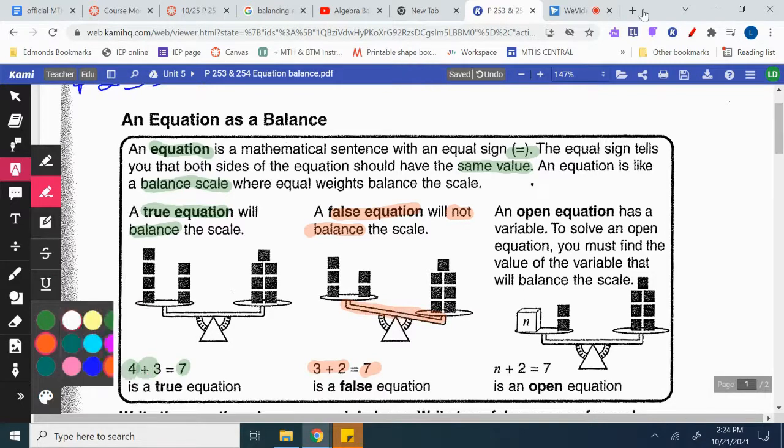Now they're going to give us a new word that maybe you haven't seen, maybe you have, but the word is open equation. That means that it has a variable, aka a letter. To know what to do with this, we're going to have to solve it to see if it's balanced. So I have n plus 2 equals 7. That means it's open. Because if n was negative 5, it wouldn't be balanced. But if n was 5, it would be balanced. So we've got to see what it can be.